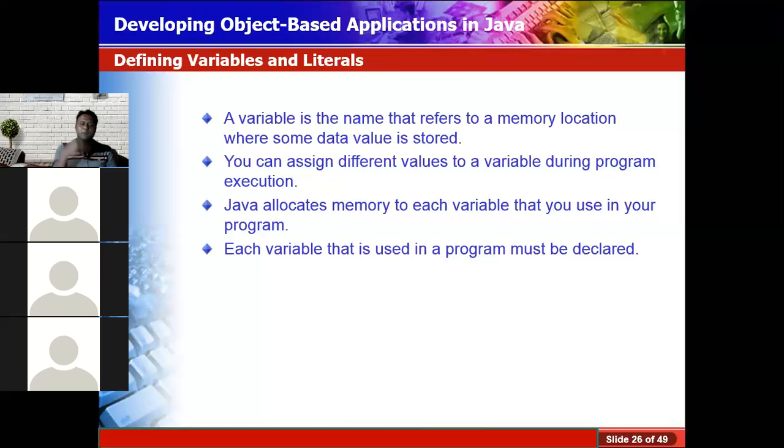Suppose you are writing a program to add two numbers. You give 10 and 20, and it gives you the result 30. When I give the input, maybe 5 and 10, it gives me 15. The variable value changes throughout the program execution. So Java allocates memory to each variable that you use in your program. Each variable used in a program, first you have to declare it, then you have to store the value.